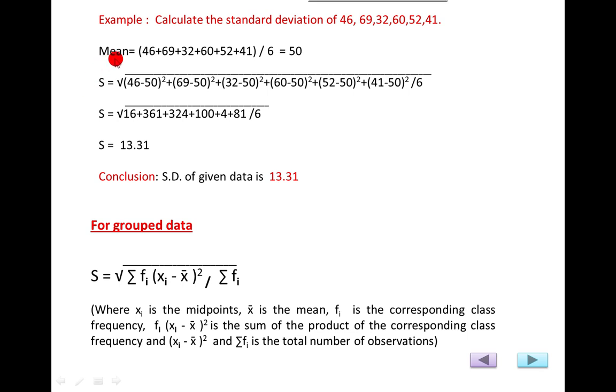First we will calculate the mean, add all values, divide by 6, 50, and then subtract xi. Xi is the value 46, minus mean square. Summation sign means plus sign.